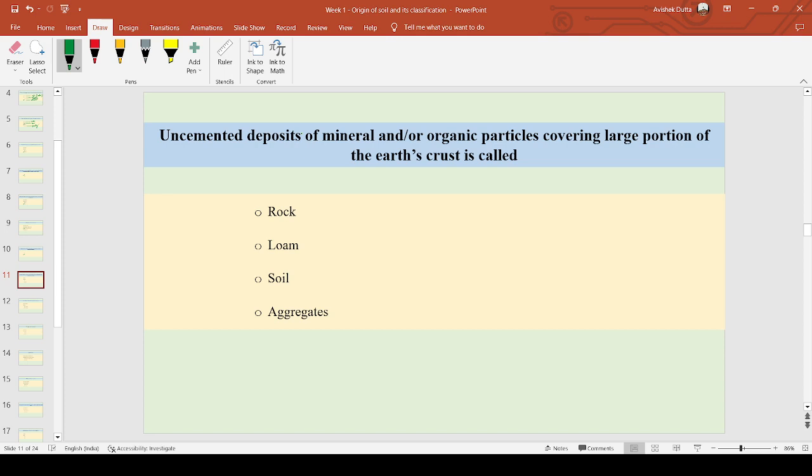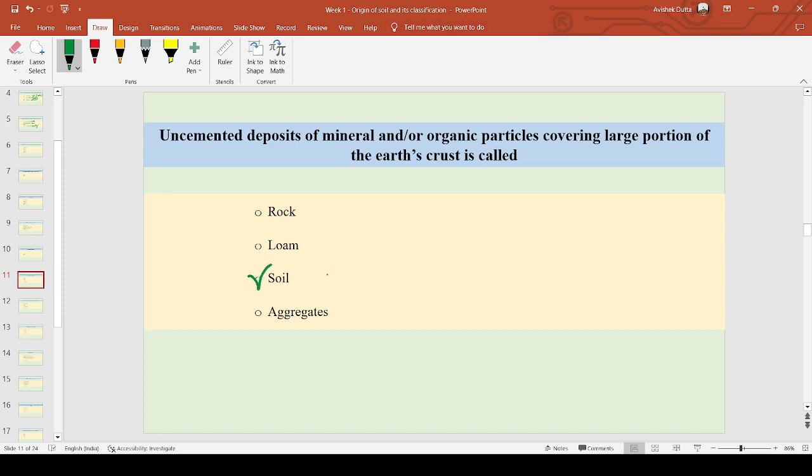In engineering terms, uncemented deposits of mineral and or organic particles covering large portion of the earth. Why mineral? Because soil might be formed from rocks, and rock is an aggregate of minerals. So it is an uncemented deposit of minerals. If it is cemented, it becomes rock. So uncemented means it is soil, and or organic particles. Soil may also be formed from organic particles, decay and disintegration of organic matter. So in both the cases, what is formed? The covering of the earth's crust known as soil.